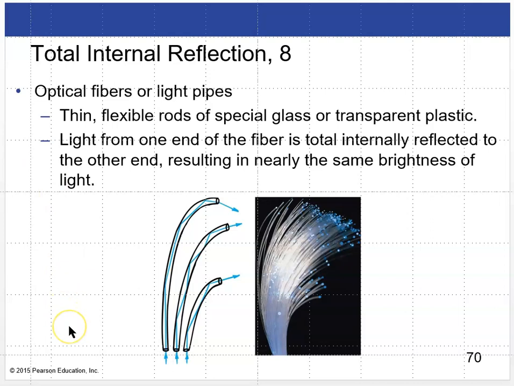Now, this is also useful in optical fibers, fiber optic cables, and what used to be called light pipes. Here are some thin, flexible rods of glass or transparent plastic. The light from one end of the fiber is totally internally reflected to the other end, and you can even bend this. So most of the light that comes in comes out, and you can see here it's showing the light. There's a light source down here, and it's coming out up here.